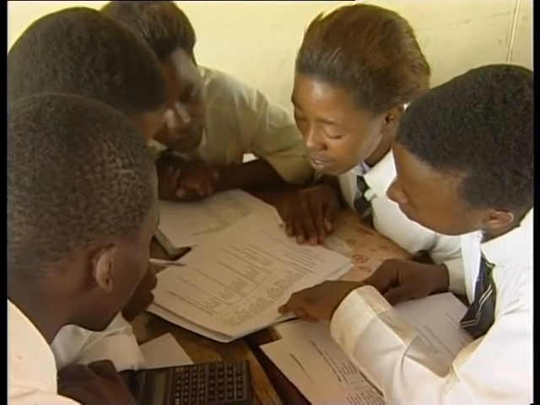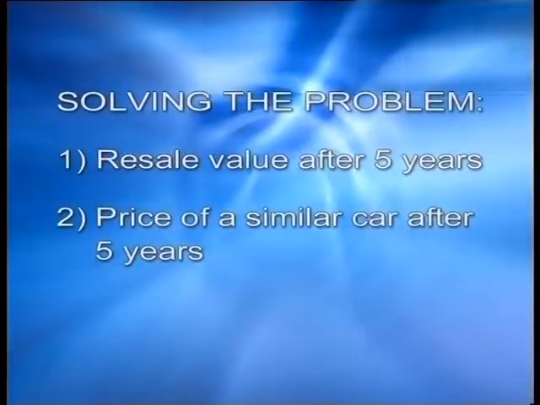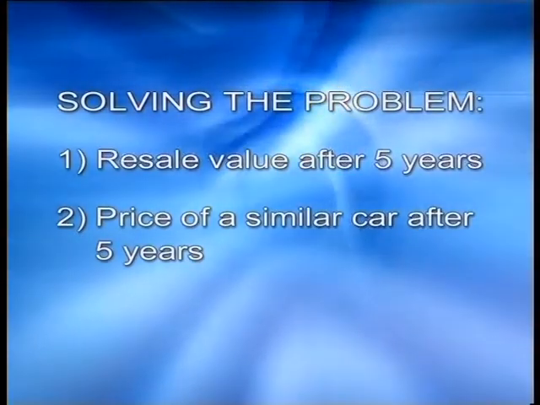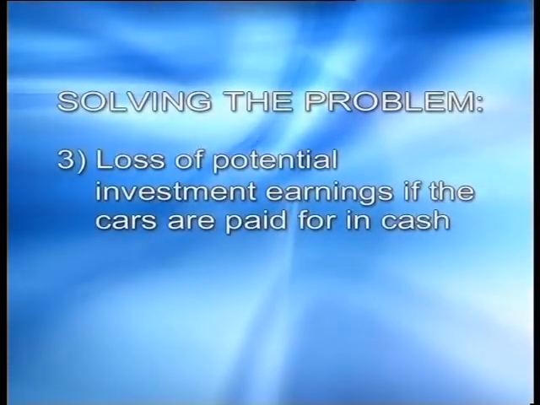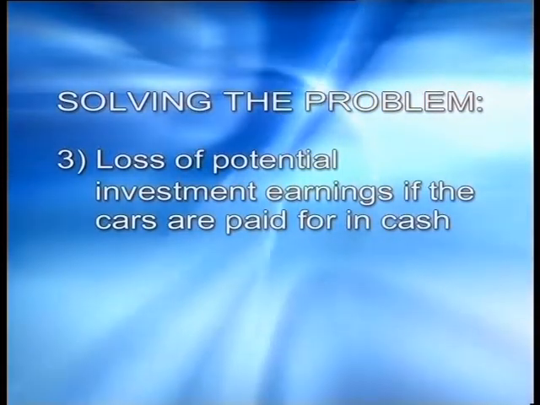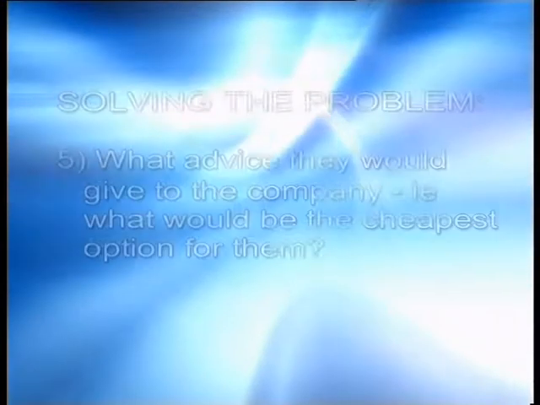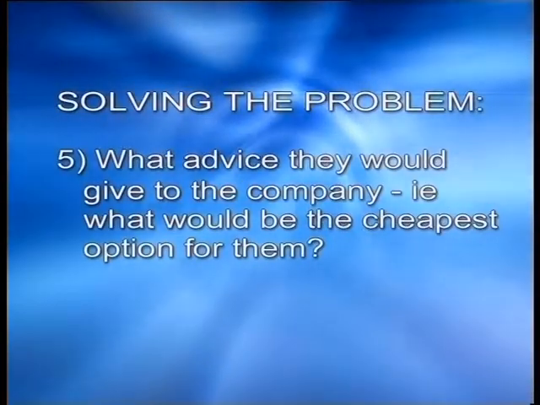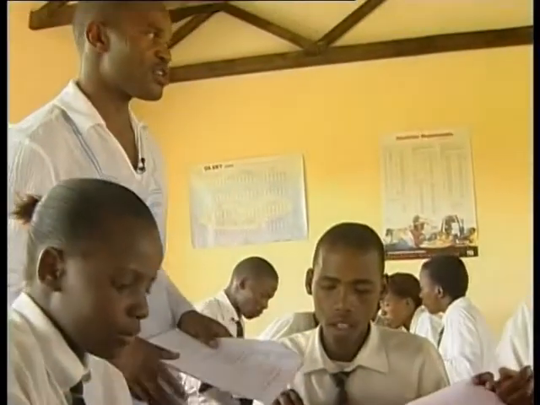Having now defined the different aspects of the problem, the learners can go on to do the activity. They have been asked to find the resale value after 5 years, the price of a similar car after 5 years, the loss of potential investment earnings over 5 years if the cars are paid for in cash, the cost of repaying the loan if the cars are to be financed, and what advice they would give to the company, that is, what is the cheapest solution for them.